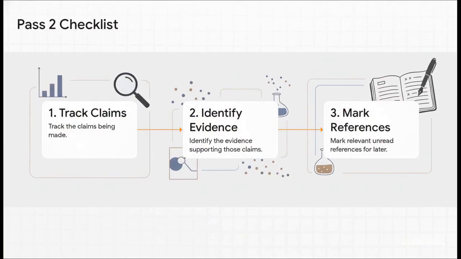Your checklist for Pass 2 basically turns you into a detective. Your mission is to follow the author's train of thought. You're tracking every major claim they make, and you're highlighting the evidence they use to back it up. Along the way, you're also circling any interesting references you might want to read later. And a huge part of that evidence, by the way, is in the visuals.